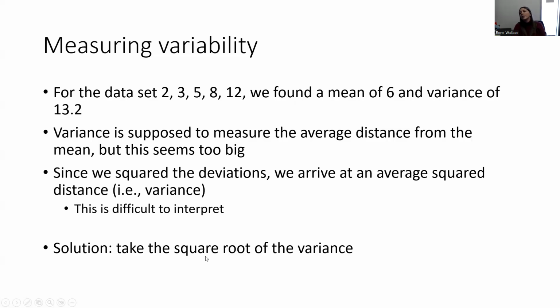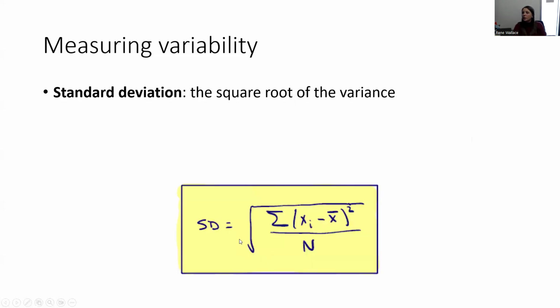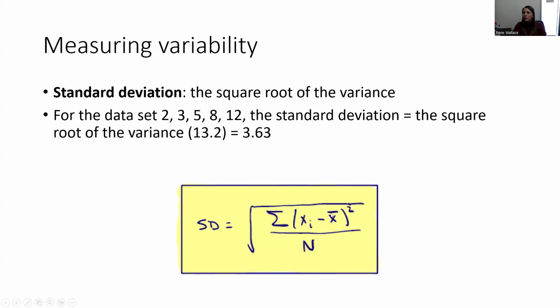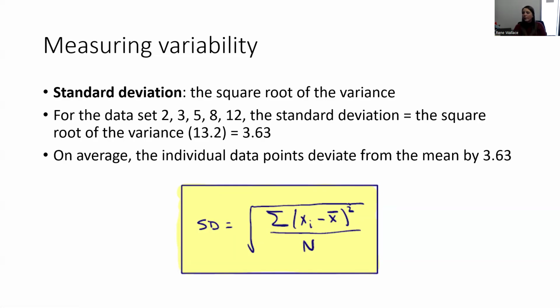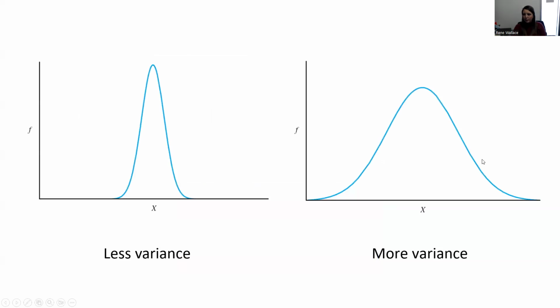What we do is take the square root of our variance. If we take the square root of what we just got for our variance, that equals our standard deviation, right? Not our average deviation, this is our standard deviation. So for our data set, 2, 3, 5, 8, and 12, the standard deviation equals the square root of the variance. If our variance was 13.2, our standard deviation is 3.63. Well, that's a lot smaller. That makes a lot more sense, right? So on average, the individual data points deviate from the mean by 3.63.